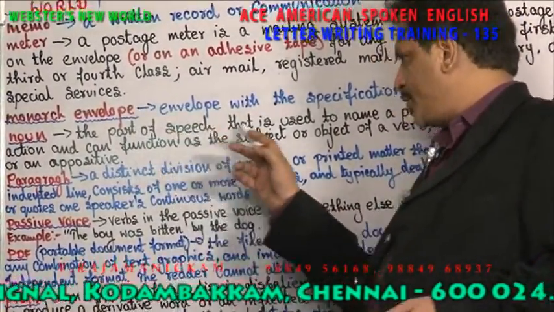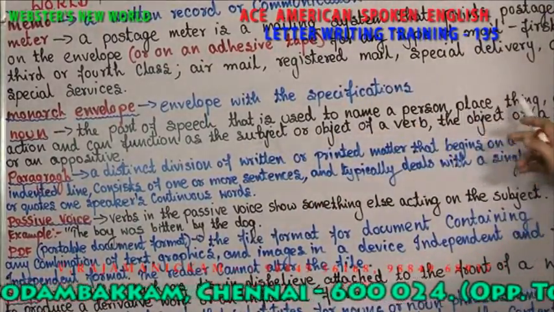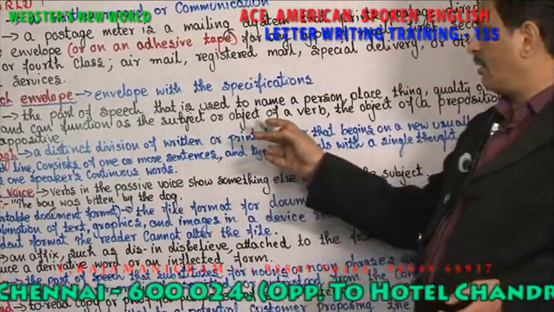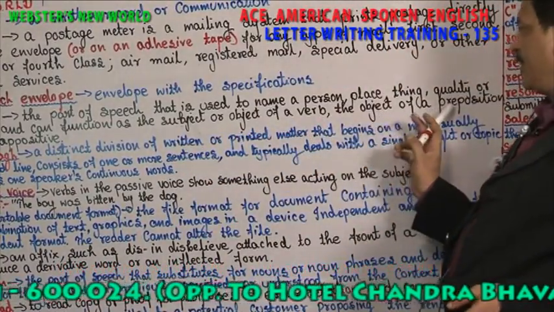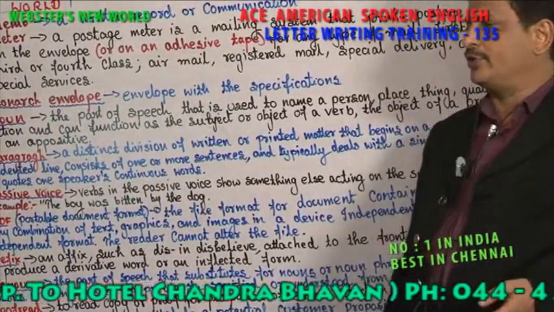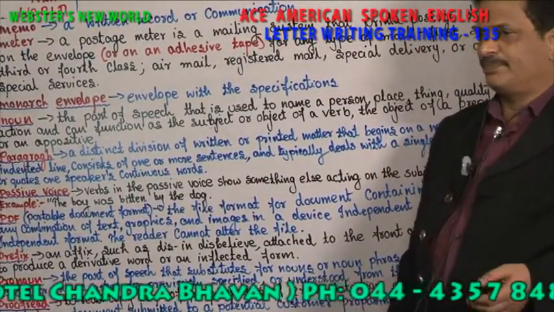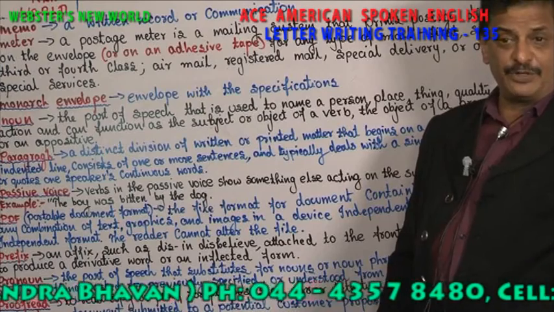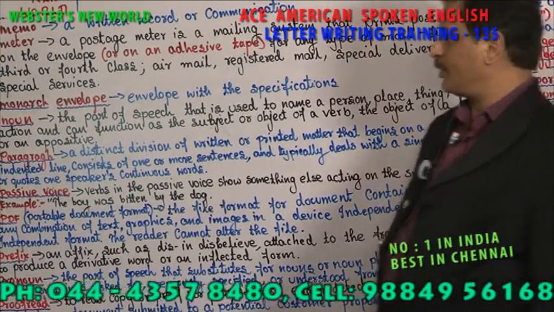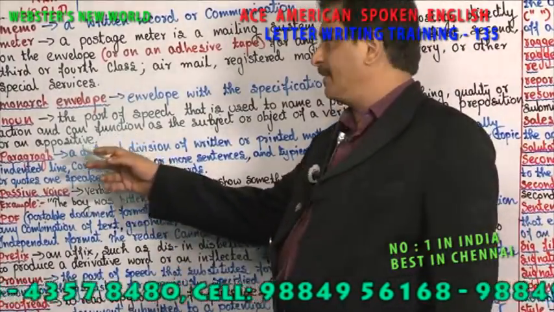The part of speech that is used to name a person, place, thing, quality or action and can function as the subject or object of a verb, the object of a preposition or an appositive. What do you mean by appositive? Ramu, Rama, son of Dasaratha, right? So, you can say like that, appositive.